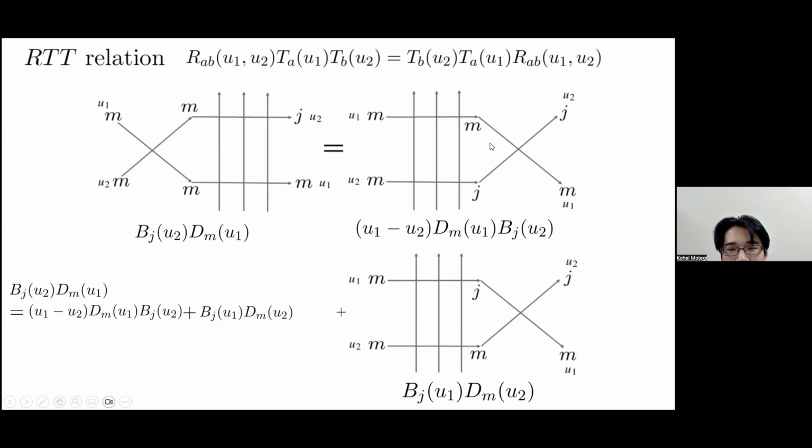then this first term means this, and this second term, using the equation, means this one. So you have this equation, for example: bj u2 dm u1 equals (u1 minus u2) dm u1 bj u2 plus bj u1 dm u2. And I think, of course, many of you know, but just for those who are not familiar with this.